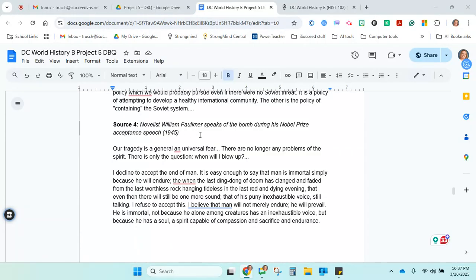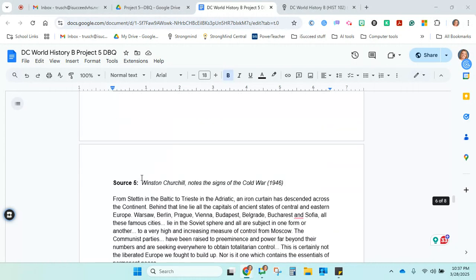Number four, source four. Novelist William Faulkner speaks about the bomb during his Nobel Prize acceptance speech, 1945. Okay? So, he says that it was because of the bomb. He probably says that it was because of the bomb that the Cold War started. Okay, so there you go. That's another source.